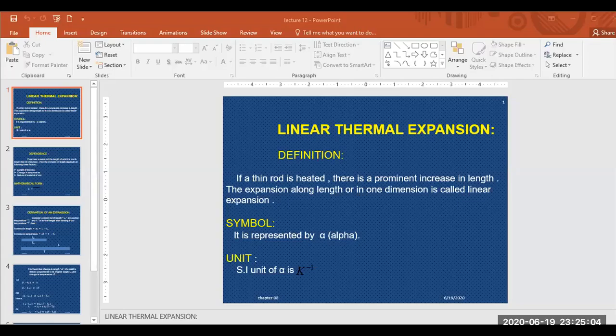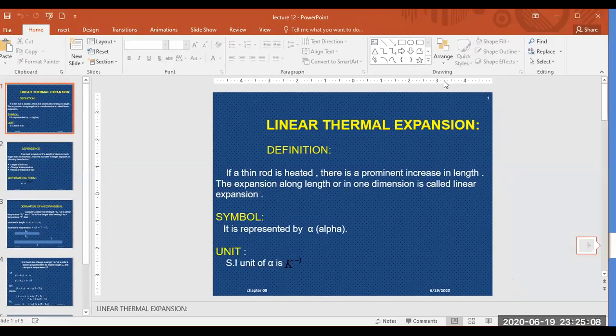So, dear students, today another important topic is linear thermal expansion. On what the factor of linear thermal expansion depends, and we will see the mathematical formula which is used to calculate linear thermal expansion.